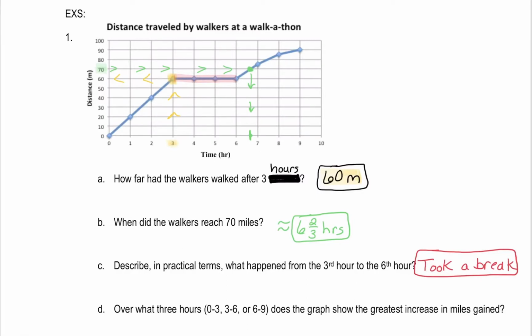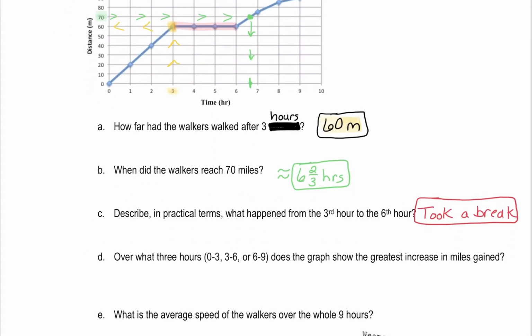Okay, part D: over what 3 hours, 0 to 3, 3 to 6, or 6 to 9, does the graph show the greatest increase in miles gained? All right, if we're looking from 0 to 3, that one's pretty easy, we kind of already answered that. It looks like they gained approximately 60 miles. And then from 3 to 6, well, we just answered that as well. They didn't gain any miles over that time frame.